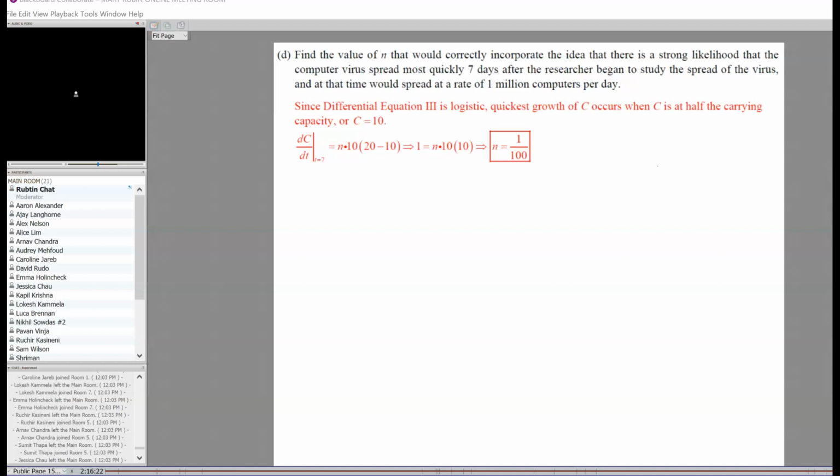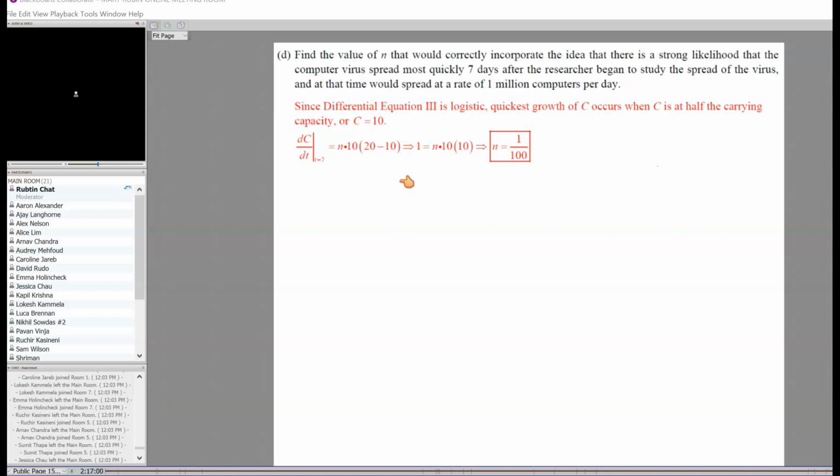So this one's saying, I want to know the value of n this time, that computer virus spreads most quickly at 7 days. And at that time it's 1 million computers per day. So you just grab the differential equation that fits with that, which we already decided was logistic. And then you can substitute in, straight up into there or into the revised form that we talked about before, the values that you know.